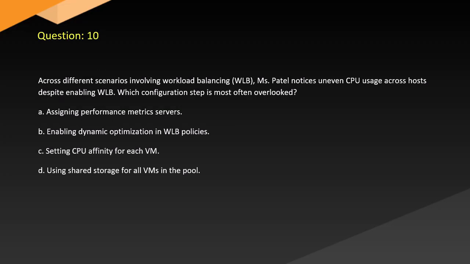Question 10. Across different scenarios involving Workload Balancer, ISPATL notices uneven CPU usage across hosts despite availability. Which configuration step is most often overlooked? A. Assigning performance metric servers. B. Enabling dynamic optimization LB policies. C. Setting CPU affinity for each VM. D. Using shared storage for all VMs in the pool.